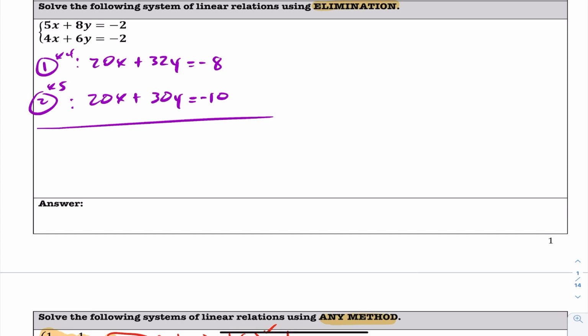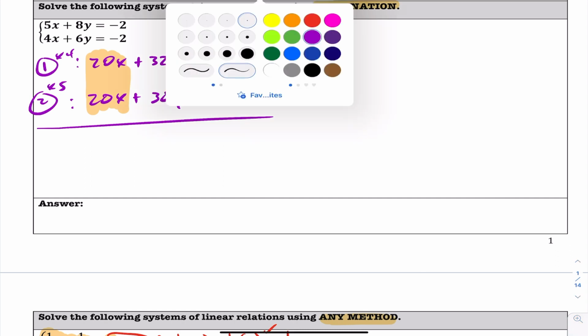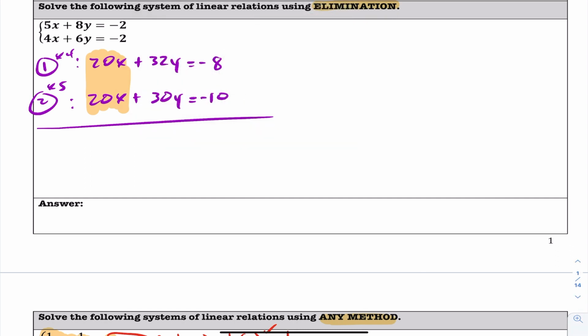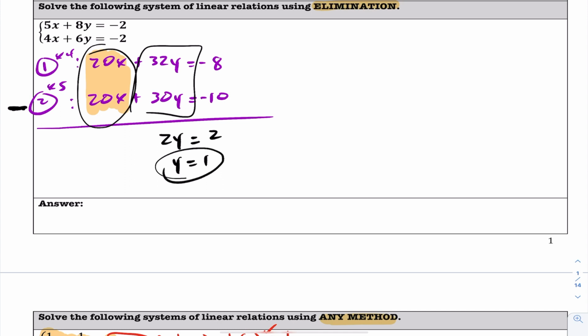In this situation here, you'll notice the x's are the same coefficient now. Therefore, the operation that's going to cancel off those x's is subtraction. 20x minus 20x is 0. Here I have 32y minus 30y is 2y, in which case I get y is 1.